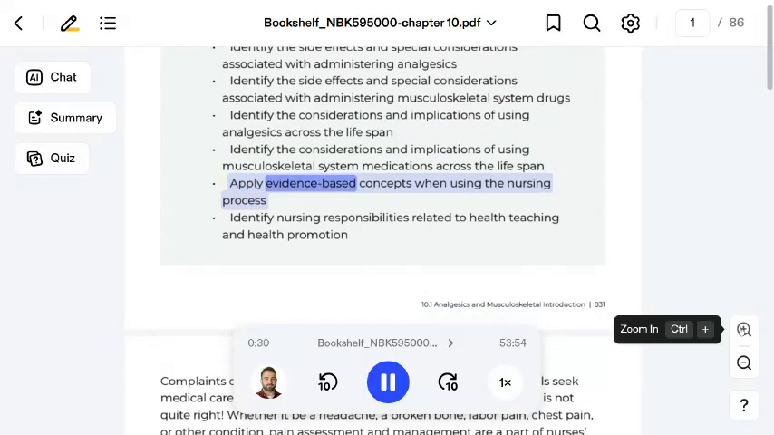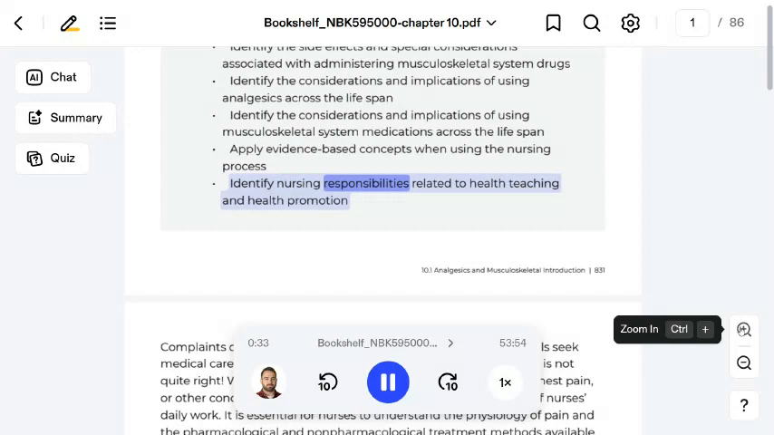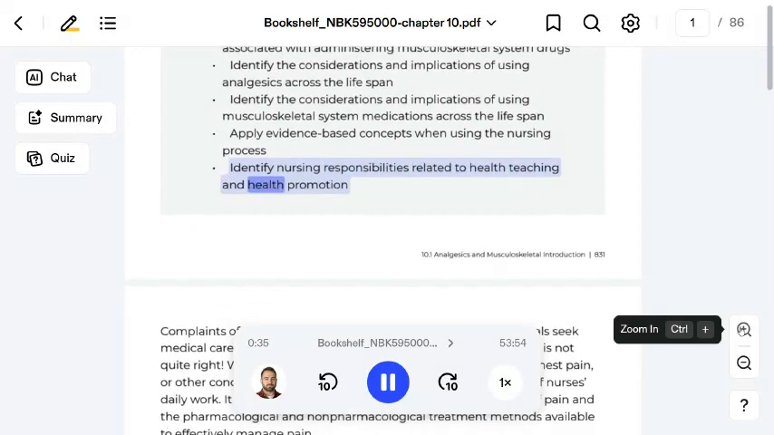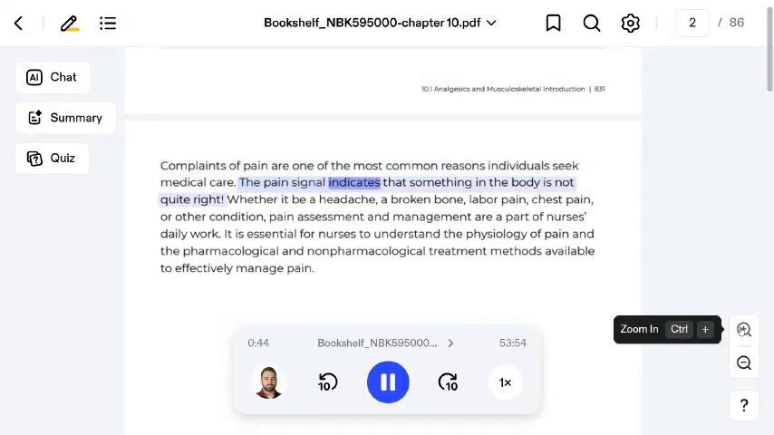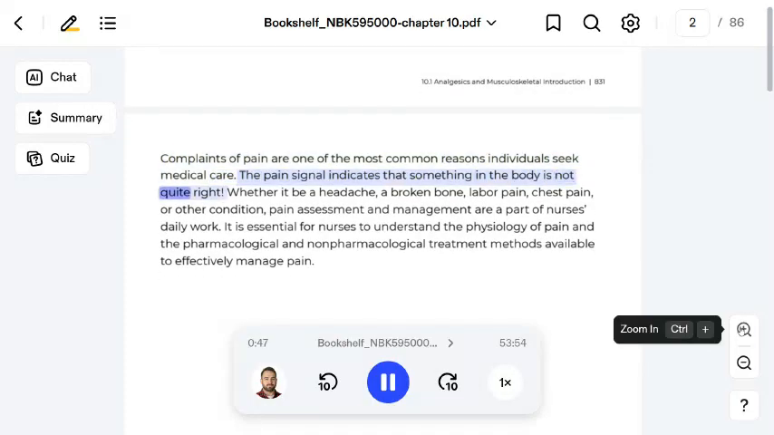Apply evidence-based concepts when using the nursing process. Identify nursing responsibilities related to health teaching and health promotion. Complaints of pain are one of the most common reasons individuals seek medical care. The pain signal indicates that something in the body is not quite right.